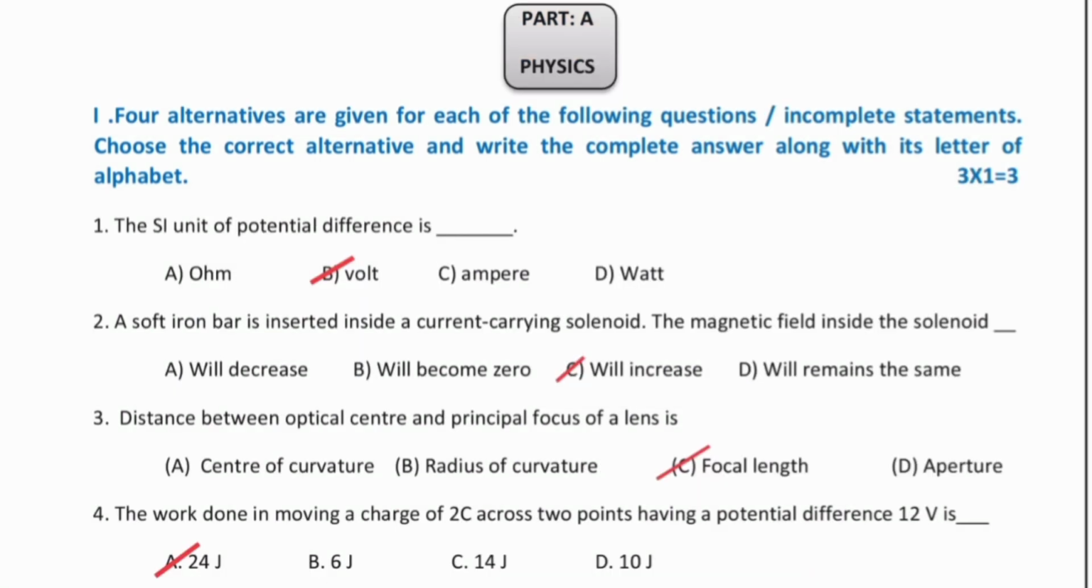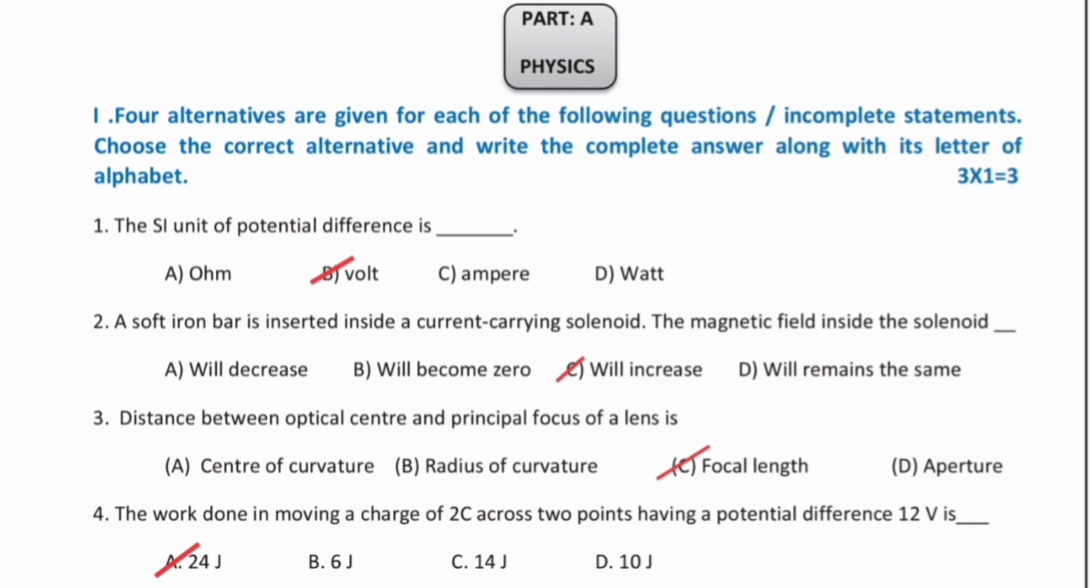Now moving to part A physics MCQs. The SI unit of potential difference is option B, volt. A soft iron bar is inserted inside a current carrying solenoid. The magnetic field inside the solenoid will increase. If a bar magnet is inserted inside a current carrying solenoid, the magnetic field inside the solenoid will increase.